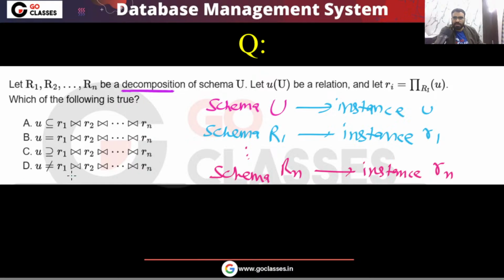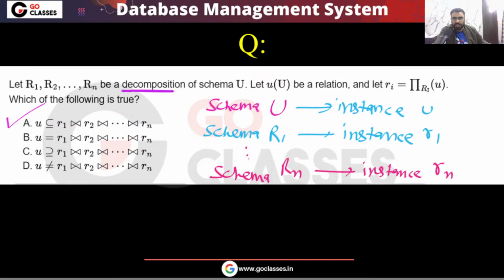I told you that whatever decomposition you take, for every instance, when you do the natural join of the decomposed relations, that will be a superset of the original instance. Yes or no? So the answer will be option A. Remember, the question is not talking about lossless or lossy. It is not asking for lossless decomposition, nor for lossy decomposition. So the answer is option A: the natural join of the decomposed relations will always be a superset of the original instance.